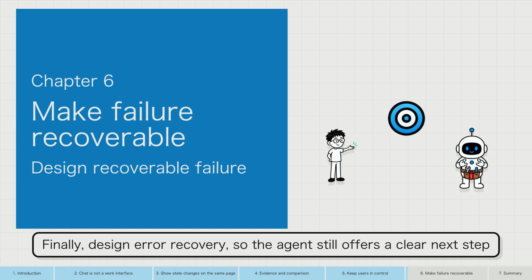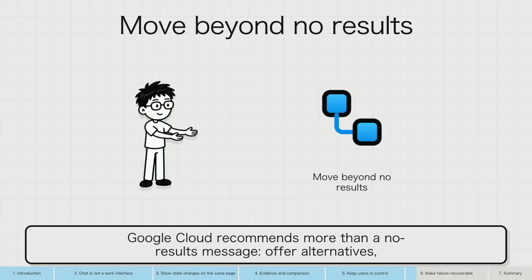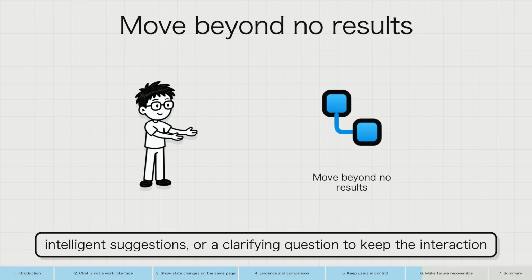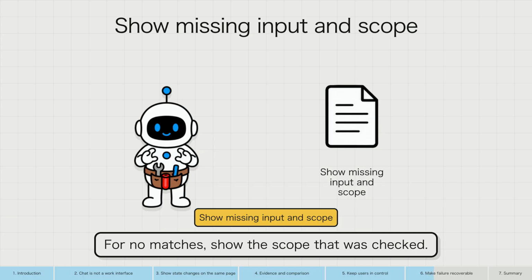Finally, design error recovery, so the agent still offers a clear next step when it cannot understand, find a result, or complete an action. Google Cloud recommends more than a no results message, offer alternatives, intelligent suggestions, or a clarifying question to keep the interaction productive. For ambiguous input, identify the missing condition. For no matches, show the scope that was checked.